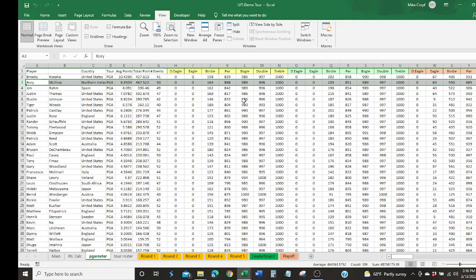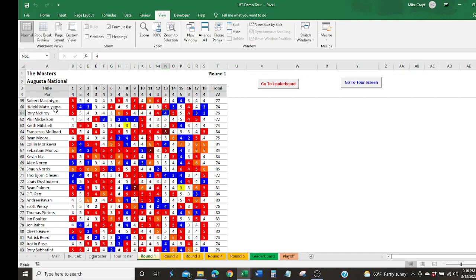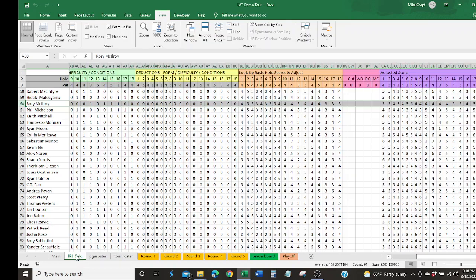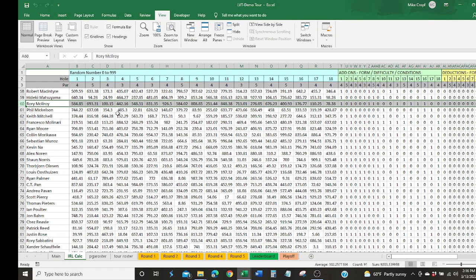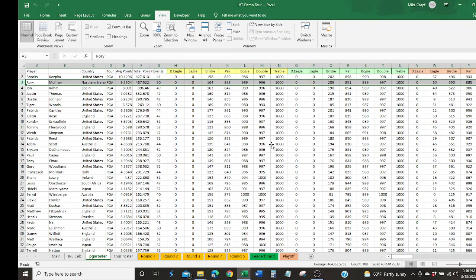Now I went through and already played around, and we'll see for Rory that he got, say, a 5 on the par 4 hole. The first hole's a bogey. So how did he get that information? How did he get that score? Well, it starts off with a random number generator for each hole. In this case, Rory's random number is 584.85. So you go over here, and where does that fall in that range of 1,000?